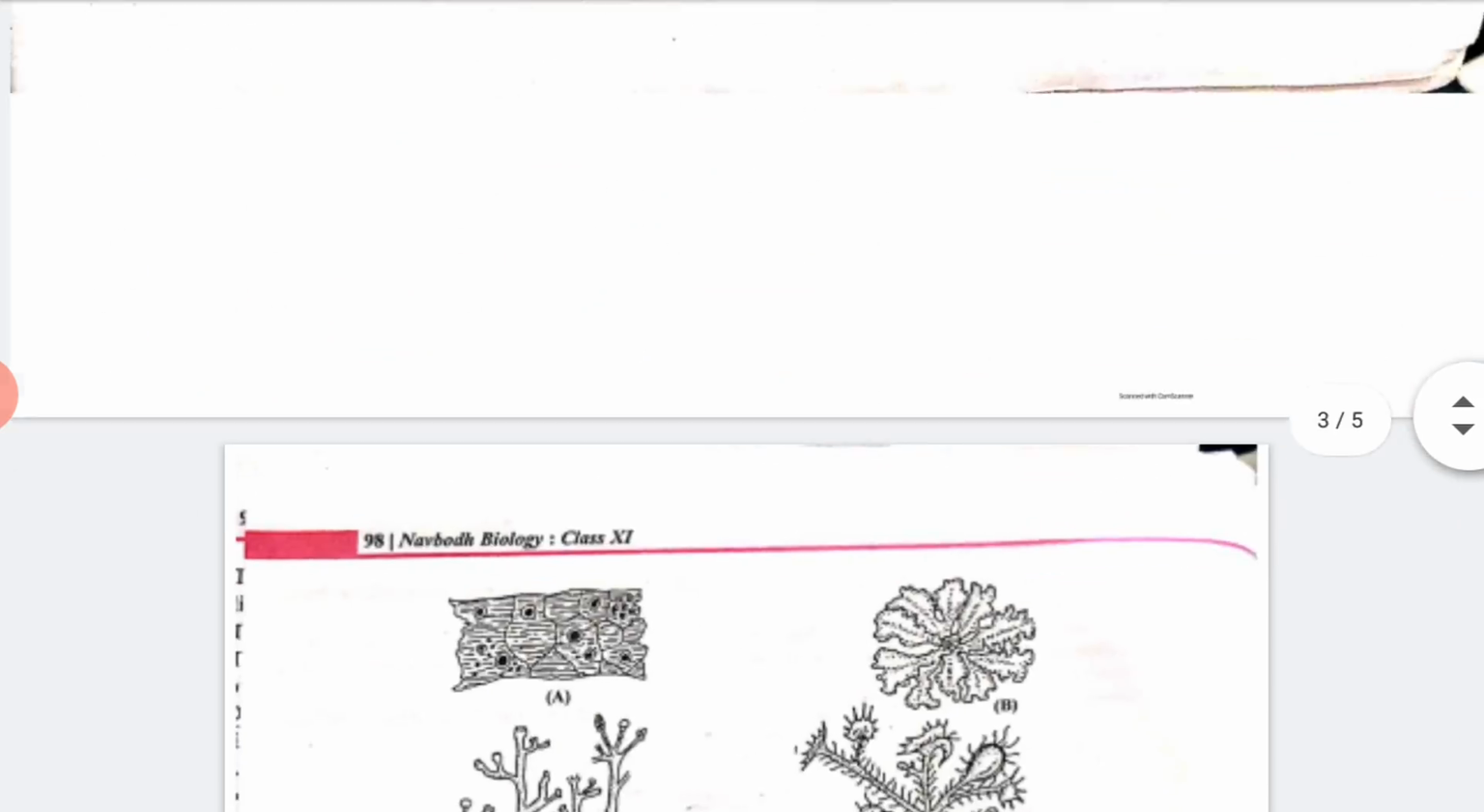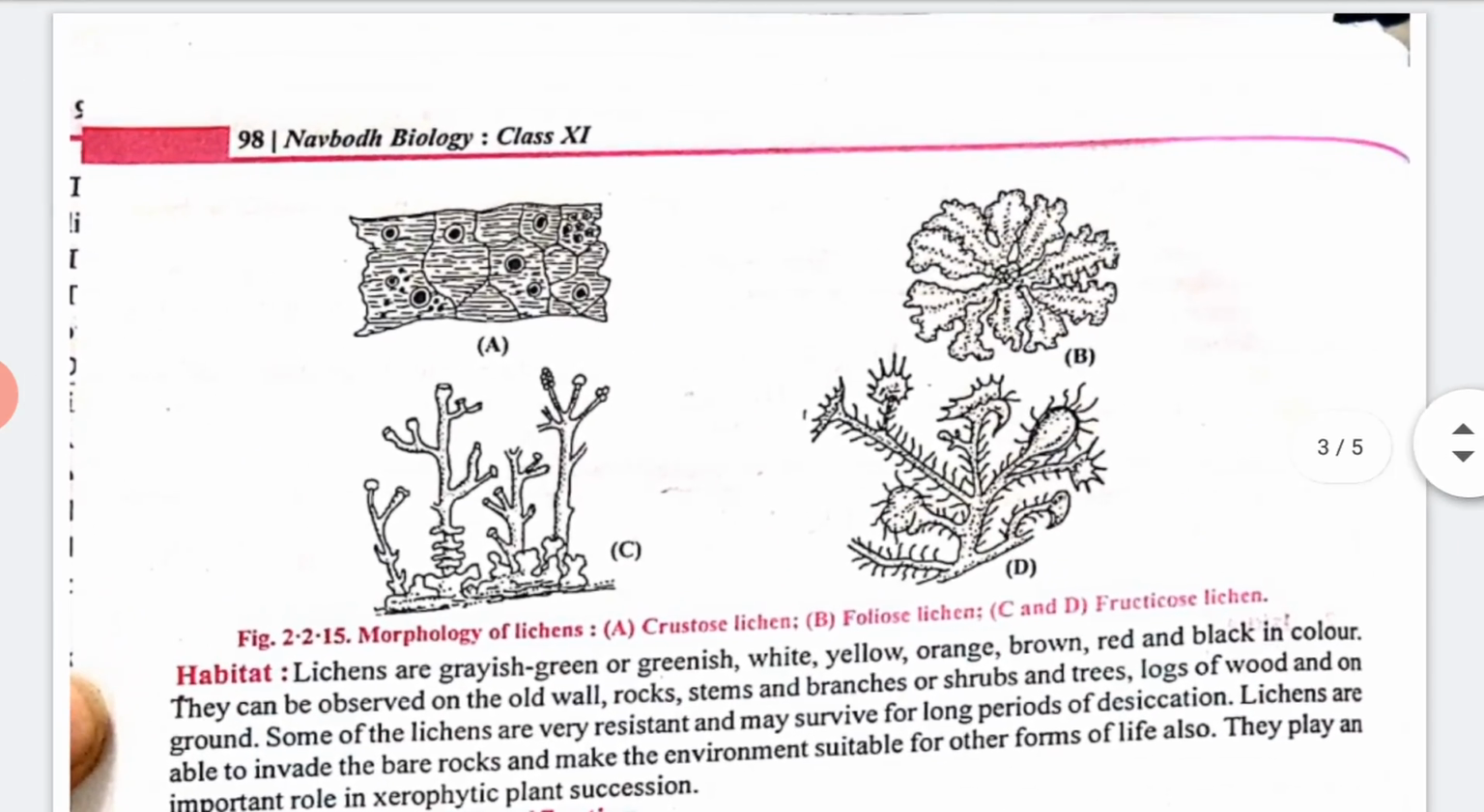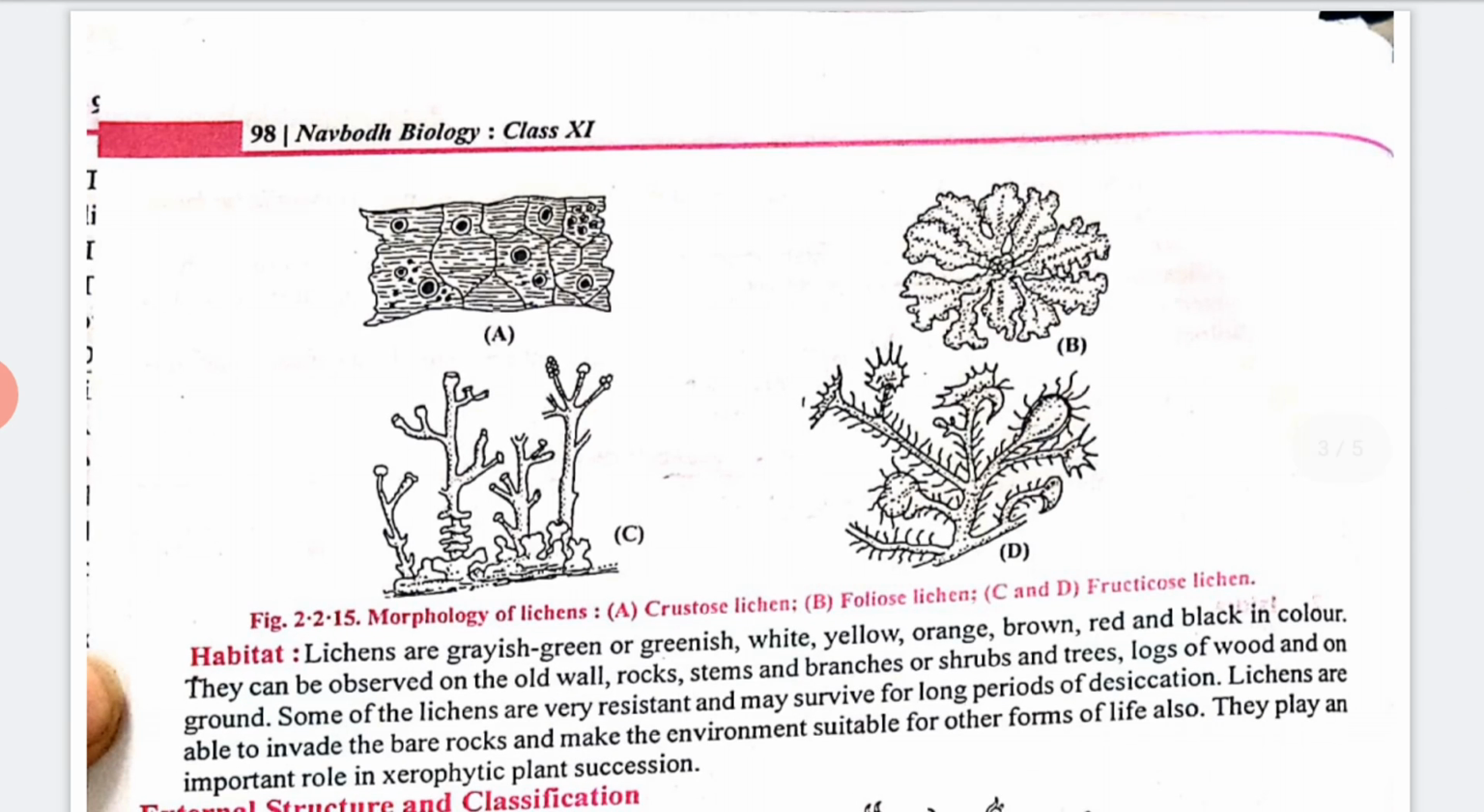Now, see here, a picture is given. This is the picture of lichens. Yes, this is the morphology of lichens. Now the habitat. Lichens are grayish, greenish or green in color, and also white, yellow, orange, brown, red, black, so many colors. They can be observed on old walls and rocks, stems and branches of shrubs and trees, logs of wood, and on the ground also. So they can be found in these places.